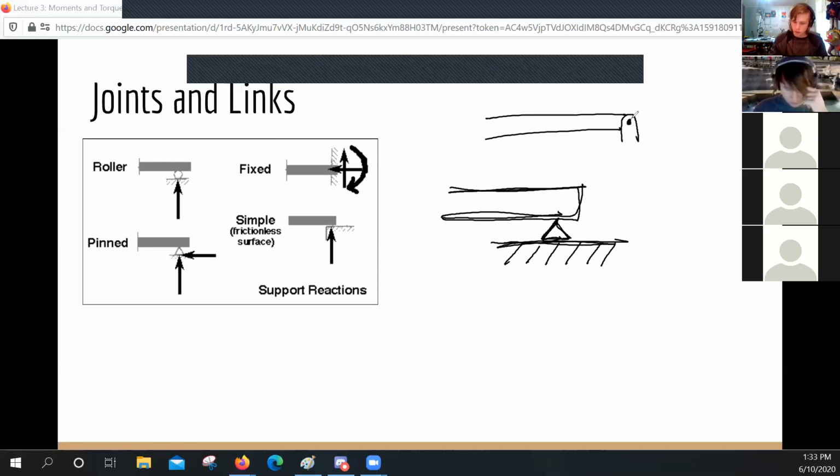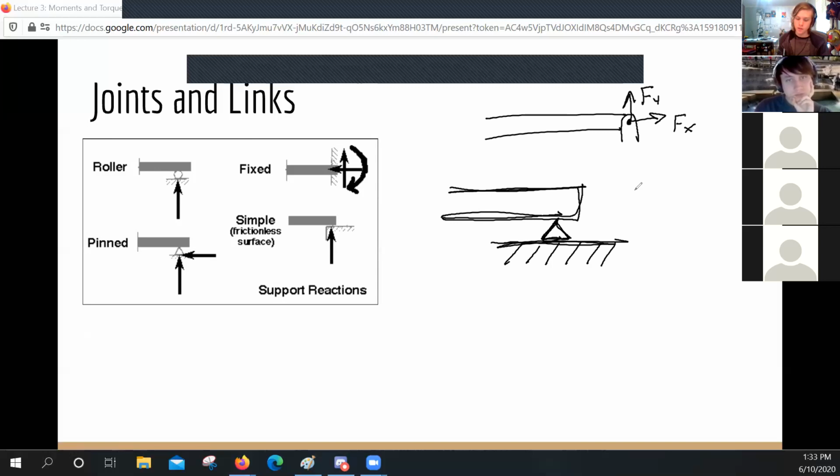And a pin joint applies a y direction force and it applies an x direction force. However, it does not apply a moment, okay? Basically what that means is if I try to push this beam upward, this pin would keep it from going up, right? If I tried to push it to the right, this pin would keep it from going to the right. But if I wanted to rotate this beam around the pin, it would let you do that because it's a cylindrical pin. So it's like a hinge.